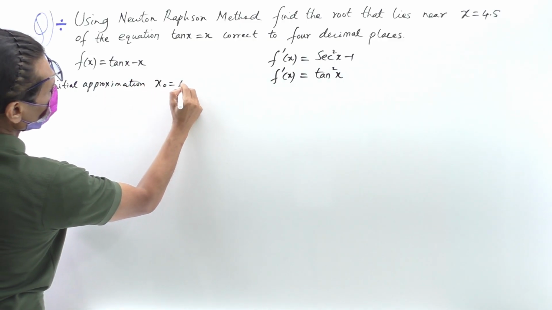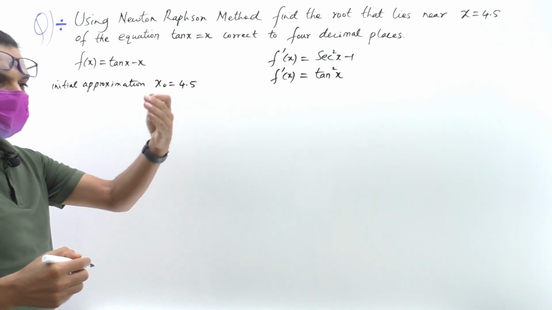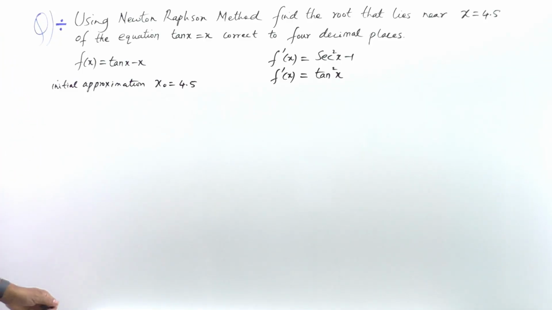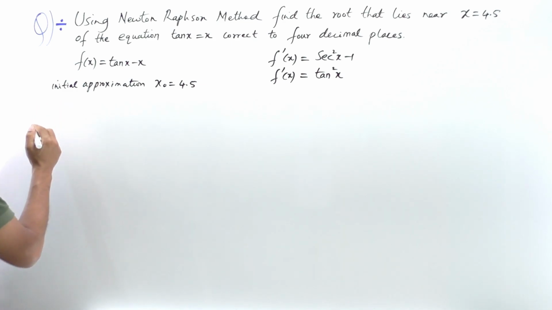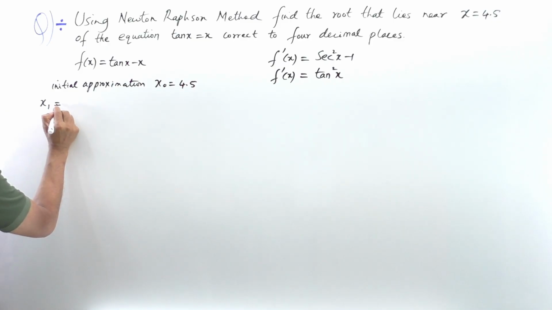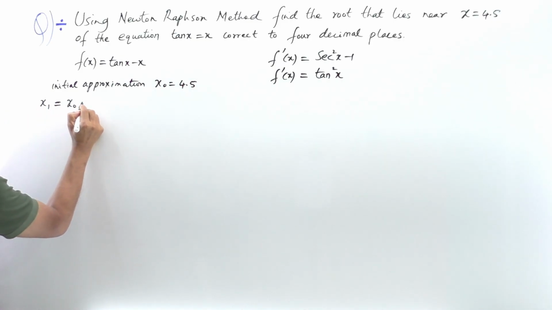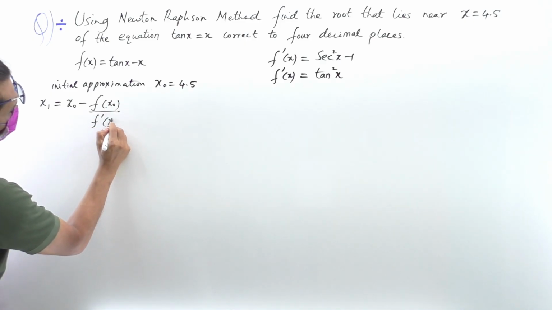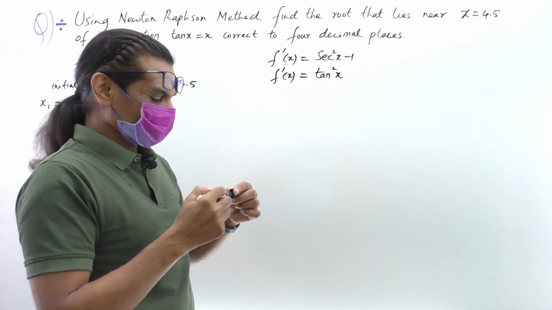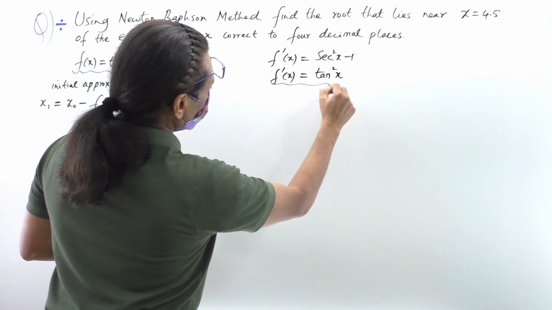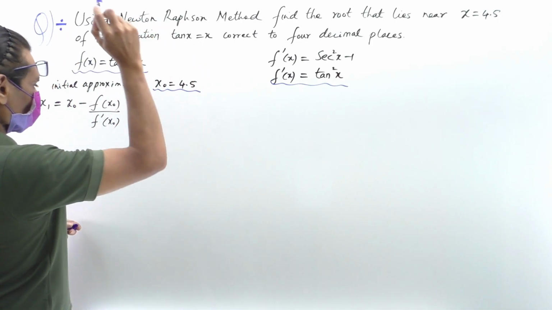The initial approximation x naught, as you know, lies where there is a sign change between negative and positive. So you can find it if you want. But since 4.5 is given, we'll take it as it is, x naught equals 4.5. Now, what to do next? We find the iterations. So the Newton-Raphson formula, the first iteration, x1 equals, what's that? x naught minus f of x naught over f dash of x naught. That's why we find f dash of x naught. So we have this: one is f of x, other is f dash of x, and we also have the initial approximation here.